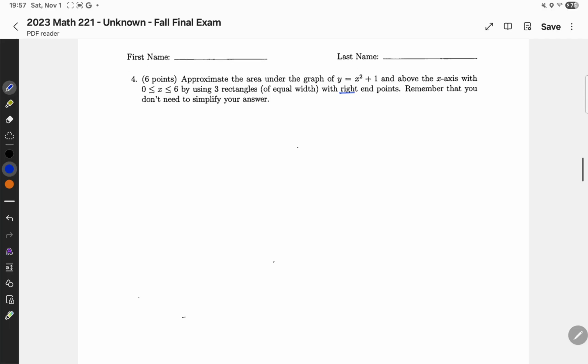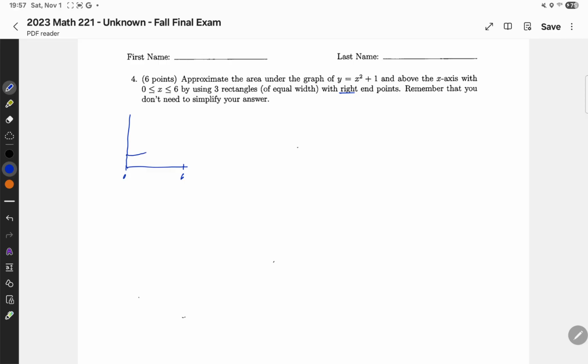Remember that you don't need to simplify your answer. So let's go ahead and sketch this real quick. We are between x equals 0 and 6, so we'll just draw this first quadrant because we're also above the x-axis. We'll say this is x equals 6. Obviously, this is 0. All right, y equals x squared plus 1.